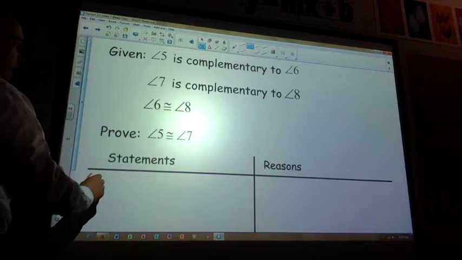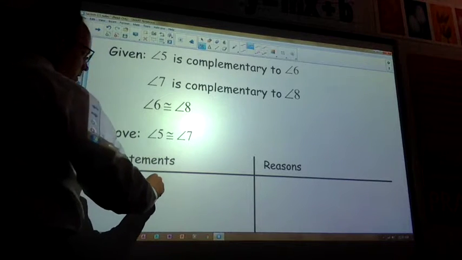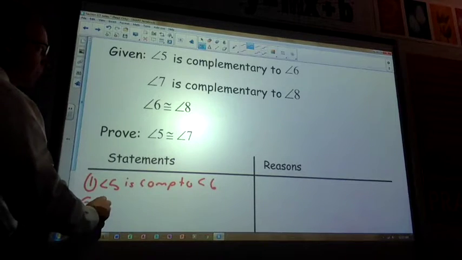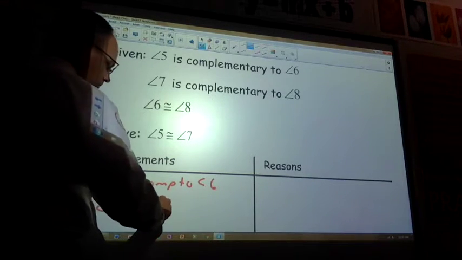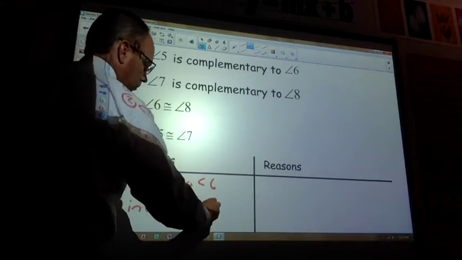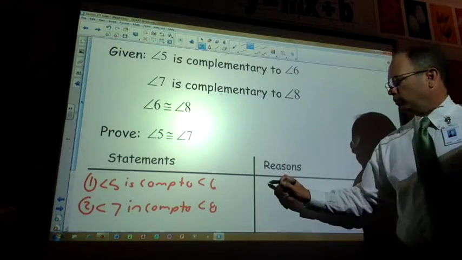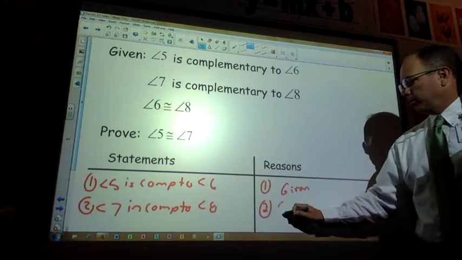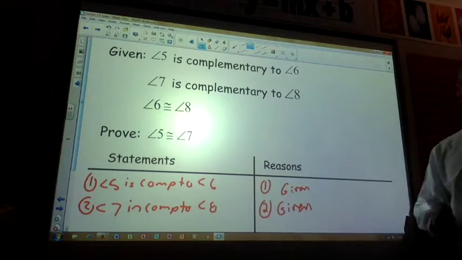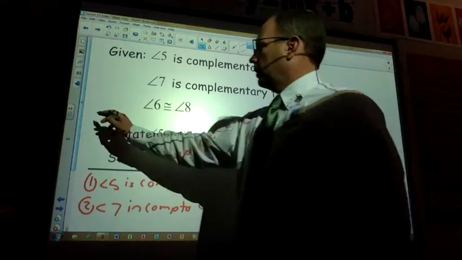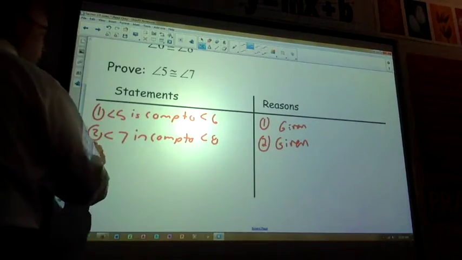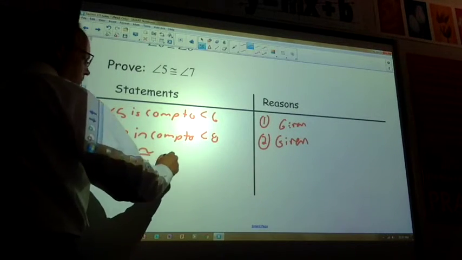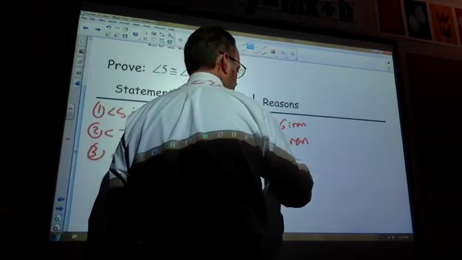I think we could say, why? Givens. Okay. And then let's move down a smidge. Then I could say my third step is angle 6 is congruent to angle 8. That's also given.